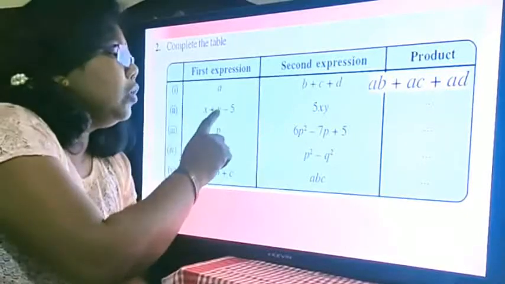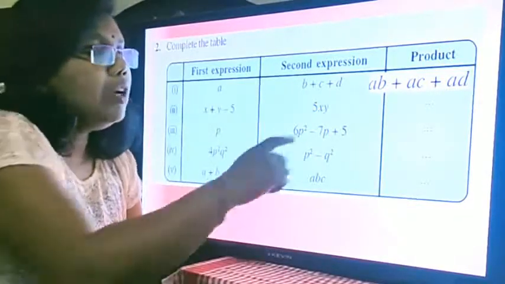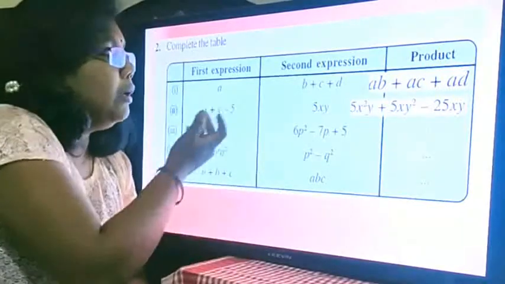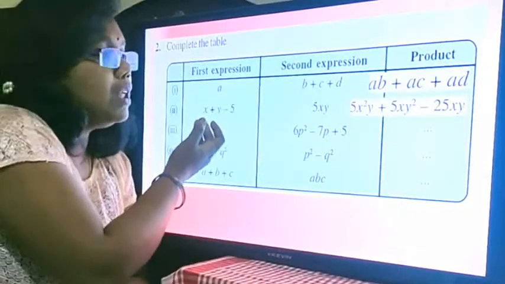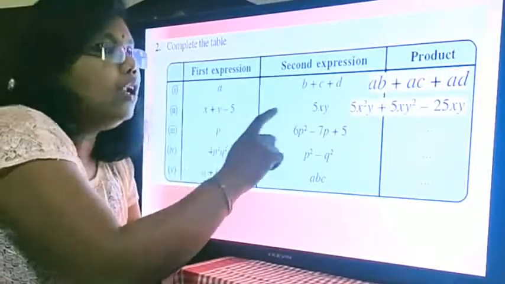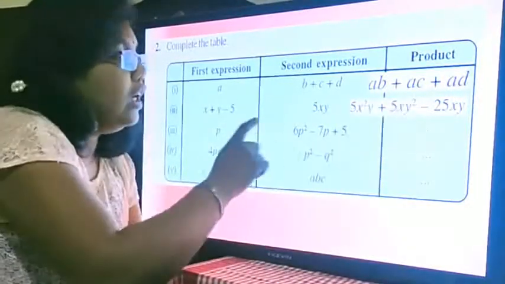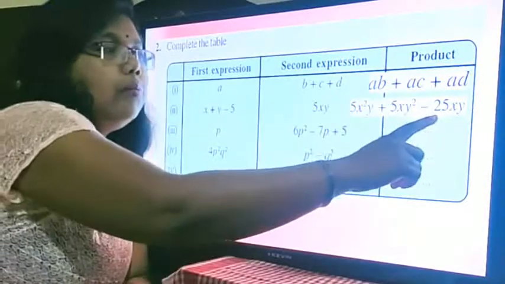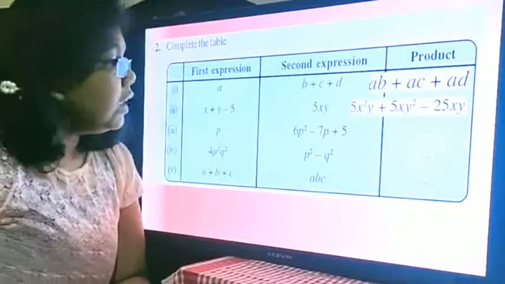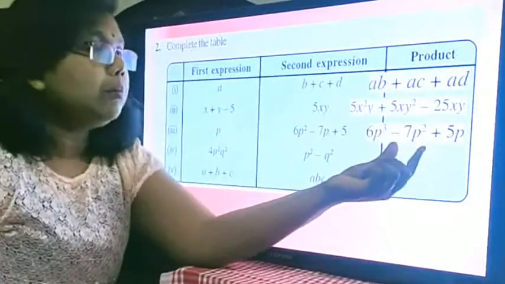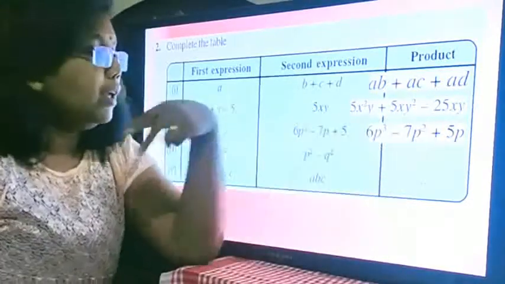Likewise, x plus y minus 5 multiplies with 5xy. The same process, 5xy multiplies x, so 5x squared y. 5xy multiplies y, you get 5xy squared. Minus 5 multiplies positive 5xy, so it would be minus 25xy. The similar process is again repeated, so you get your answer 6p cubed minus 7p square plus 5p.